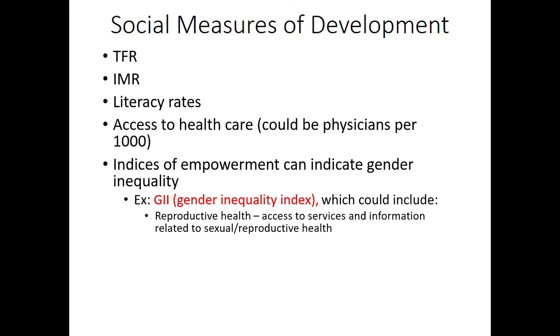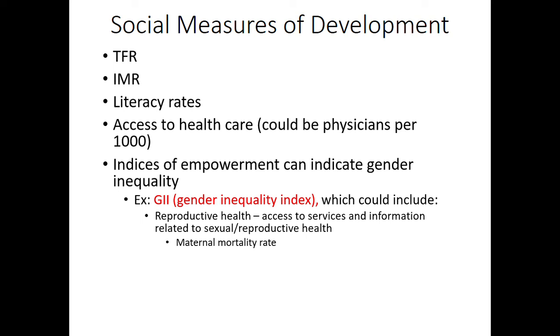This statistic includes, importantly, reproductive health. So this is women's access to services and information related to sexual or reproductive health. So whether that's information about STIs or sexually transmitted infections, or access to prophylactics, whether it's condoms or the pill, access to gynecologists or other doctors that would be able to educate them on best practices and maintaining their health. All sorts of stuff related to women's health is a big factor in gender inequality or equality.